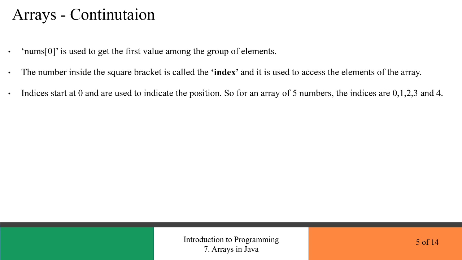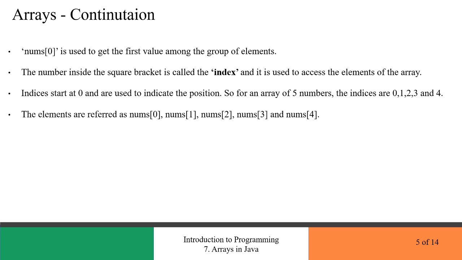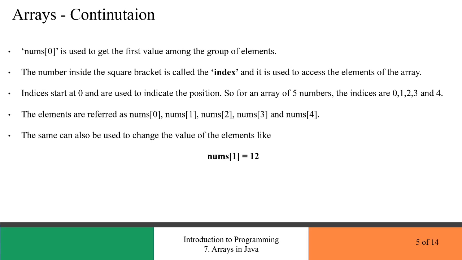This number inside the square bracket is called the index and is used to access the elements of the array. Indices, plural, start at 0 and are used to indicate the position of an element within the array. Thus, for an array that has 5 numbers, the indices start at 0 and end at 4. Thus, the positions are 0, 1, 2, 3, and 4. And the 5 elements are referred to as nums of 0, nums of 1, nums of 2, nums of 3, and nums of 4. The same can also be used to change the value of elements, like nums of 1 is equal to 12.